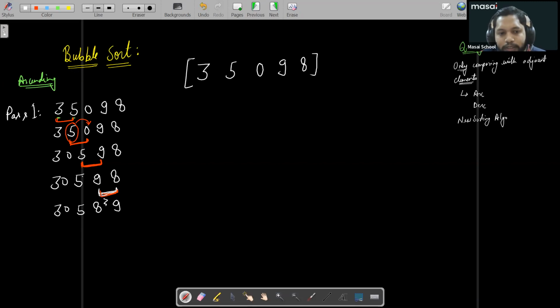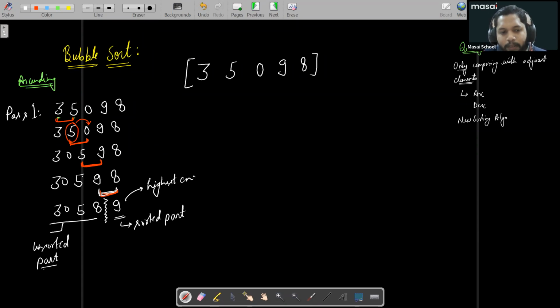Okay. Can you guys see my largest element, my highest element, found its correct position? This is my sorted part, and this is my unsorted part, guys. So after pass 1, I am getting the highest element in the correct position, guys. Got it? Now, guys, pass 2.